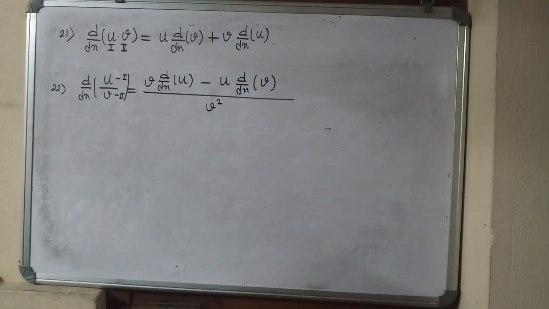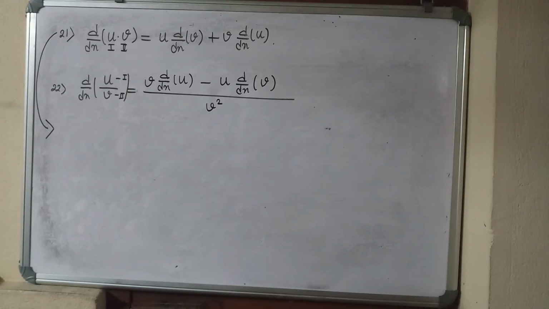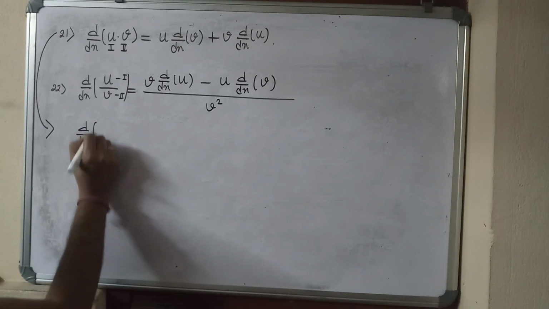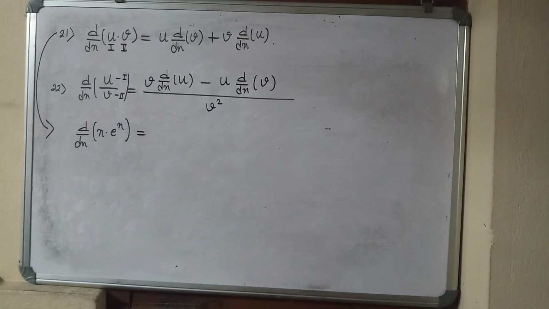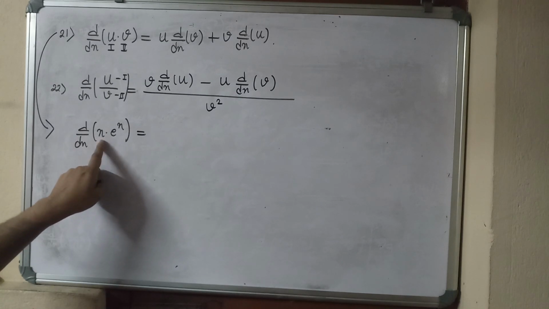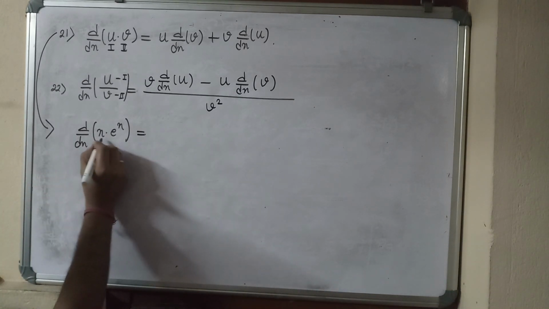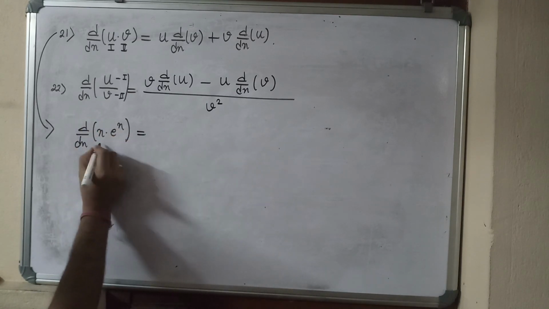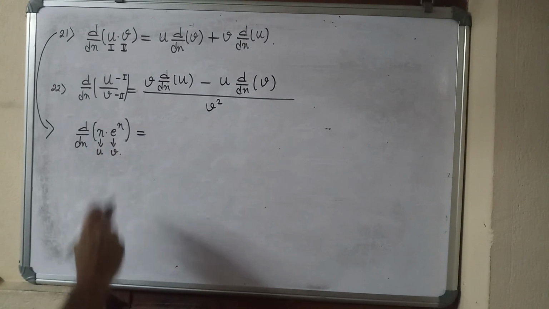Now where will you use these formulas? Take 21. Suppose in one particular function there is more than one variable, for example dy dx of x into e to the power x. X into e to the power x means there are two different functions. One is x, another is e to the power x. So randomly you can consider the first one as u and the second one as v. I'll consider this as u and this one as v. Now I'll apply this formula.